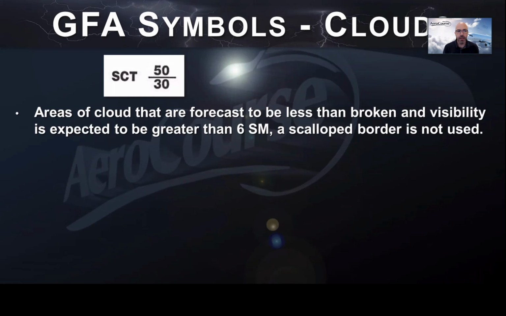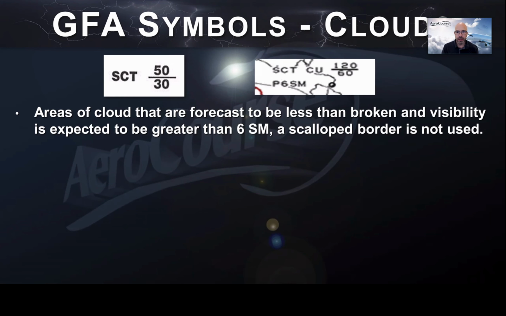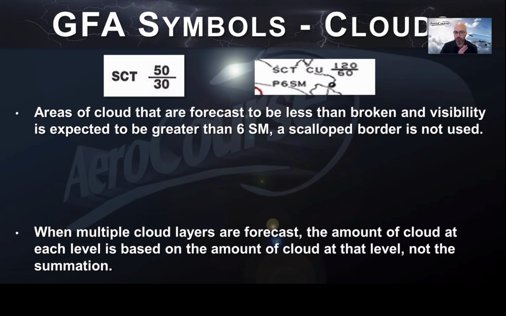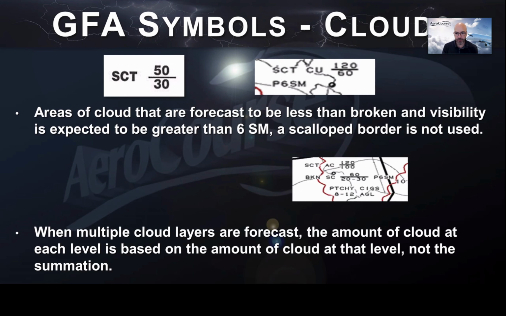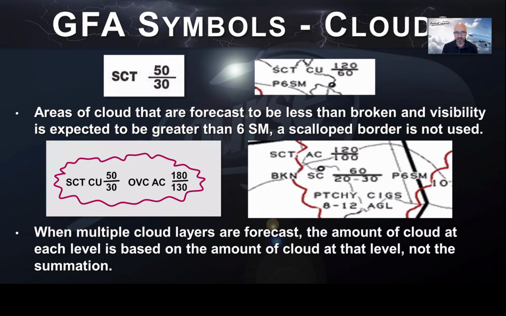If it's not broken or overcast, they won't put the scallop border around the clouds. So they'll just have the words somewhere, you won't see a scallop border. If those scattered or few clouds are mixed with overcast or broken, they will include it in the scallop border.